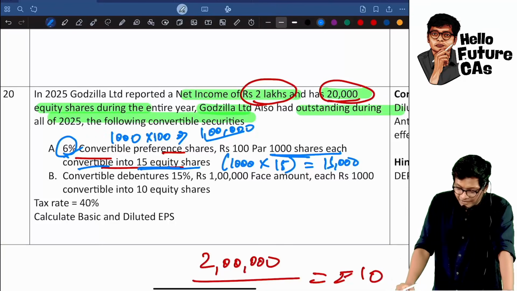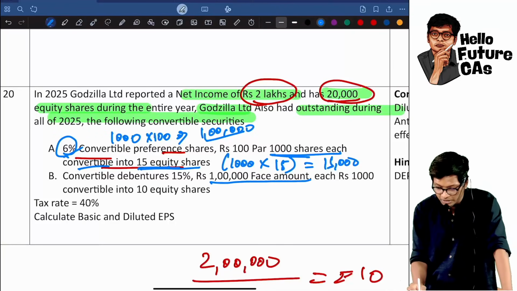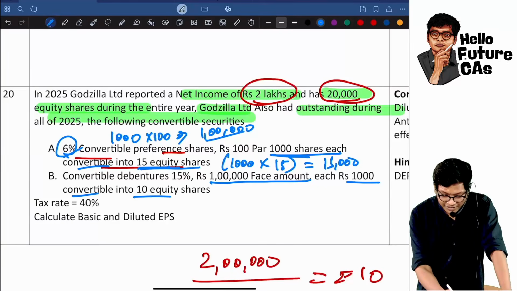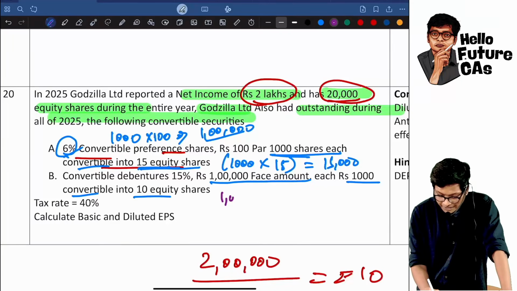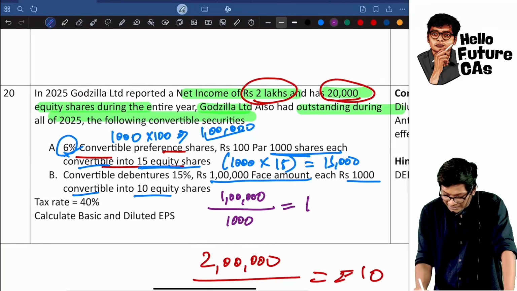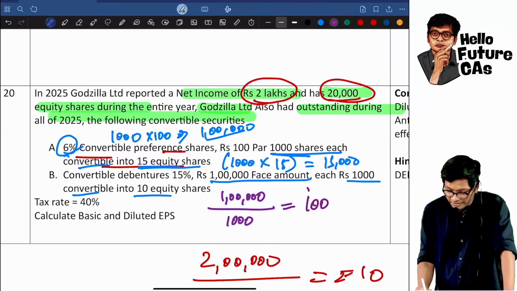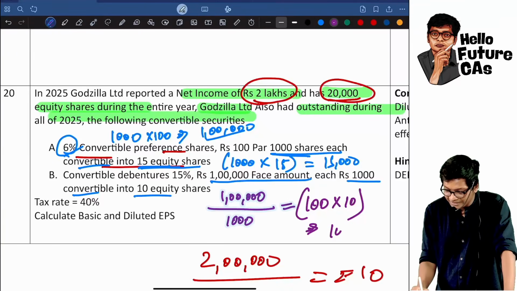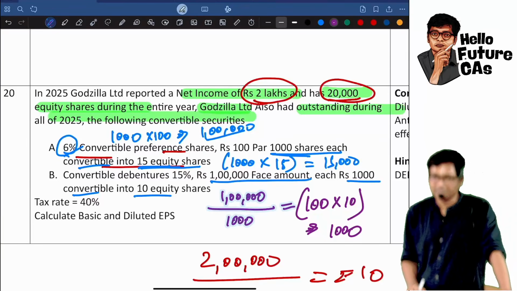1 lakh face value, face amount is the total face amount. Each rupees 1000 convertible into 10 equity shares. Here it's straightforward. My debentures value is 1 lakh. Each debenture is how much, guys? 1000. So you will have how many shares? 100 debentures, each converted into 10. You will have how much, guys? 1000 equity shares. Are you following?